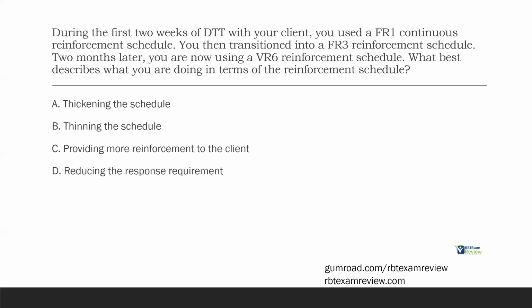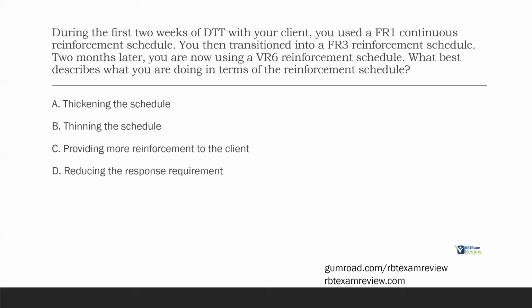During the first 2 weeks of DTT with your client, you use the FR1 continuous reinforcement schedule. You then transition into an FR3 reinforcement schedule. 2 months later, you are now using a VR6 reinforcement schedule. What best describes what you are doing in terms of the reinforcement schedule? So what are we doing? We're doing some DTT with our client.